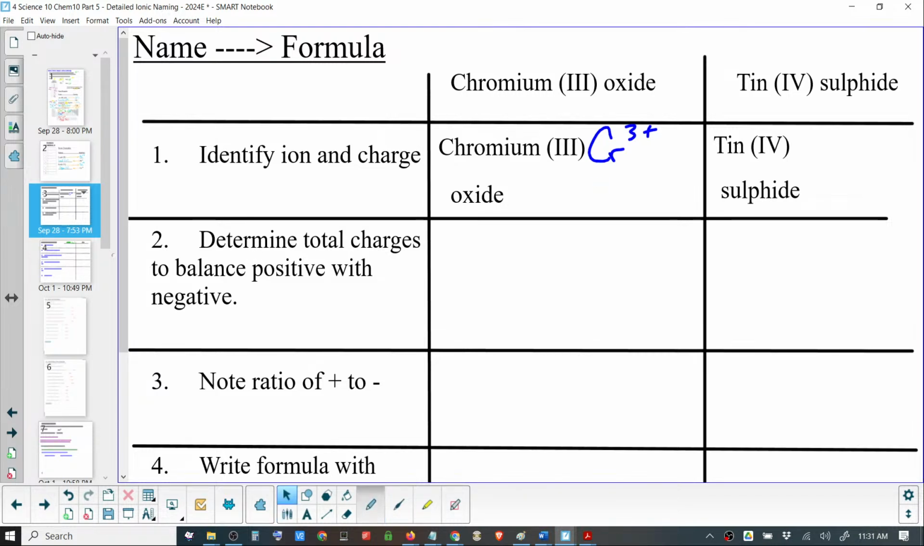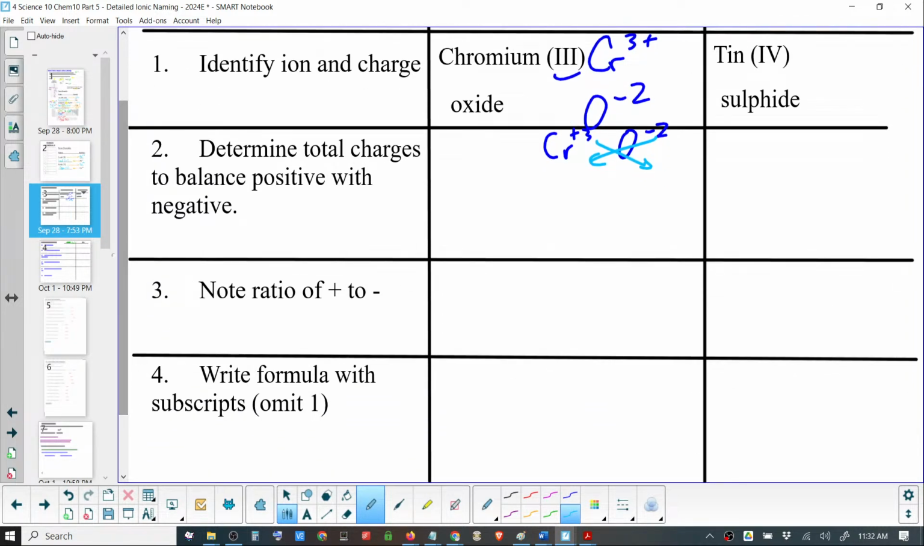And we have O minus 2. And at this point, it is the same as any other problem. I'm going to put them beside each other and do the shortcut. What's the shortcut? Crisscross. Flip the charges. Do we keep the charge? No. So, without the charge, we take the 3, put it down there. We take the 2, put it down there. And then we go all the way, and we get Cr2O3. I call that crisscross applesauce. You just go, boom, you're done. You don't put the charges down.